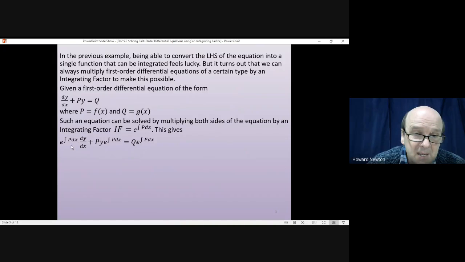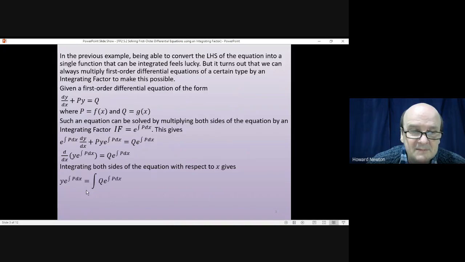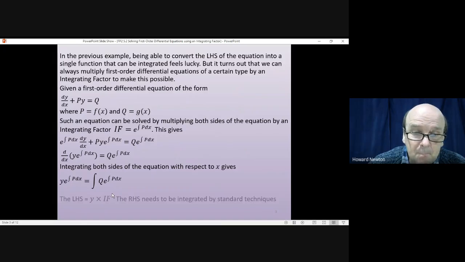And these two terms here can then be combined together just like we did in that first example. And you get d by dx of y e to the integral of p. And the right-hand side we haven't done anything with yet. Then you integrate both sides with respect to x. And when you do that, the left-hand side just becomes y e to the integral of p. And this whole right-hand side does need to be integrated. Sometimes that's straightforward. Quite often we have to use integration by parts. The left-hand side is just y times the integrating factor that we worked out initially. And as I said, the right-hand side, you will need to integrate using standard techniques.